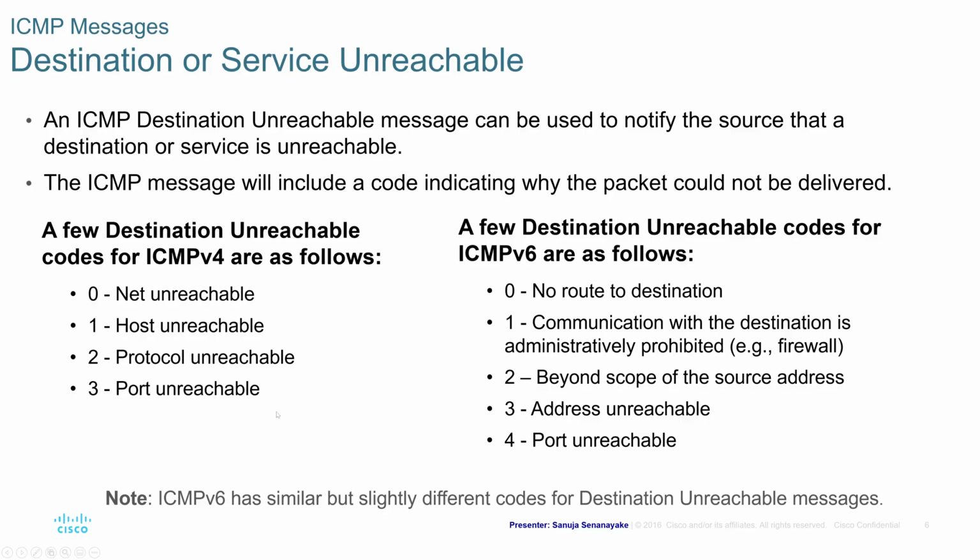And a few destination unreachable codes for ICMP version 6 are: 0 is no route to destination, 1 is communication with the destination is administratively prohibited, such as I mentioned before, there may be a firewall or security policy that is blocking those ICMP packets. 2 is beyond the scope of the source address, 3 is address unreachable, and 4 is port unreachable. And please note ICMP version 6 has similar but slightly different destination unreachable codes. But the primary purpose of both ICMP version 4 and ICMP version 6 is very similar to each other.